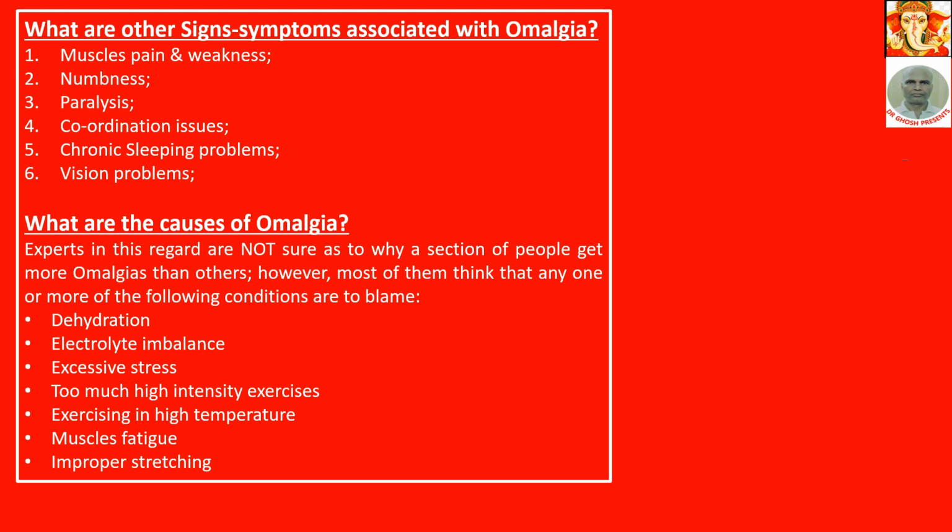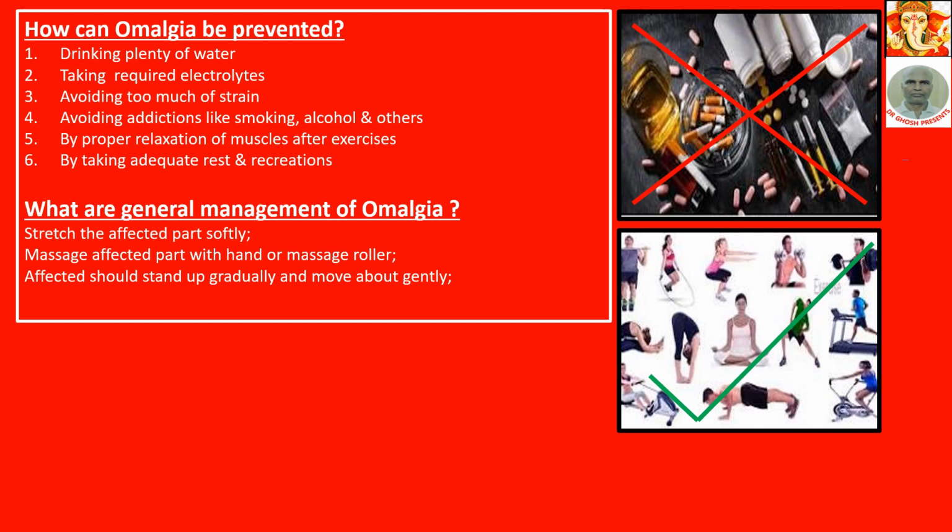How can Omalgia be prevented? Drinking plenty of water, taking required electrolytes, avoiding too much strain, avoiding addictions like smoking, alcohol and others, proper relaxation of muscles after exercises, and taking adequate rest and recreation.